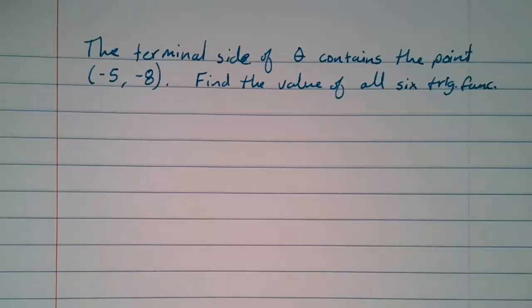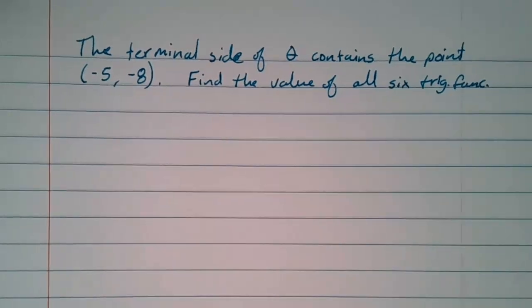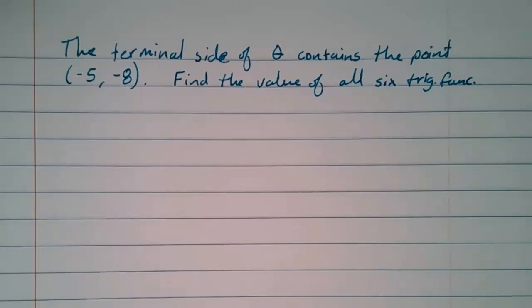Alright, so we're going to take what we know now. We're going to try and solve a few problems, just see if we understand the definitions of our 6 trig functions and can use what we know. So the terminal side of theta contains the point -5, -8. Find the value of all 6 trig functions.